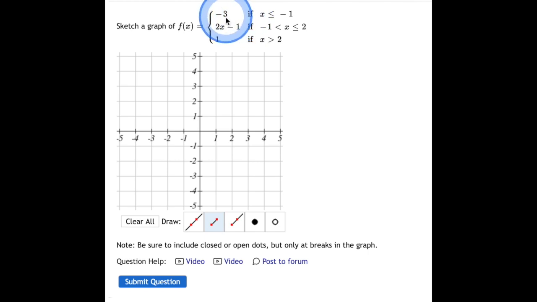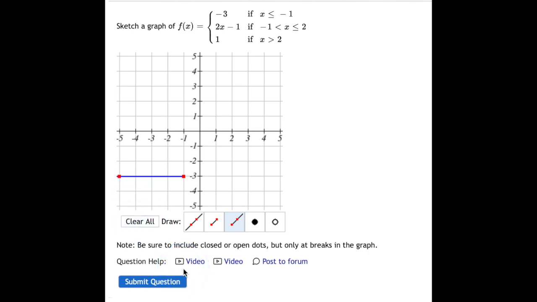So for x less than or equal to -1, we have -3, a horizontal line. Let me do a partial line, which is this piece here. It's nice because it's only half the line. If you go to -1, -3 and graph, it pops up a whole line. So you just click on the endpoint.